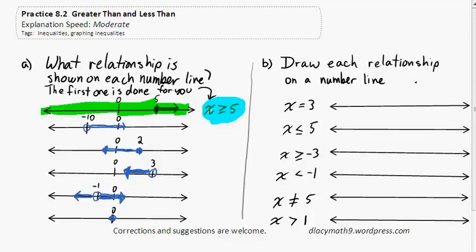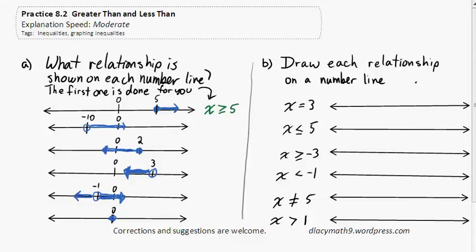Okay, well, I'm back now. Let's have a look at A. The relationship for the first one was such that we had 5. 5 is part of the answer. That's why there's an equals. And everything above 5 is part of the answer too. So what x stands for here is everything that would make this statement true. 7 is greater than 5. 5 is greater than or equal to 5.